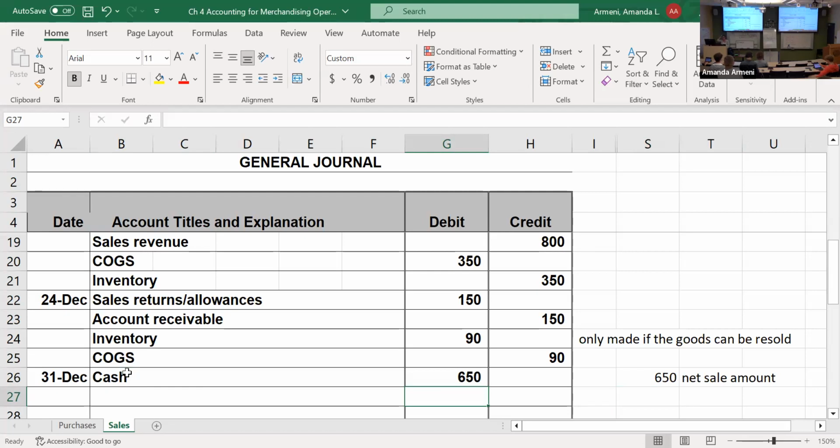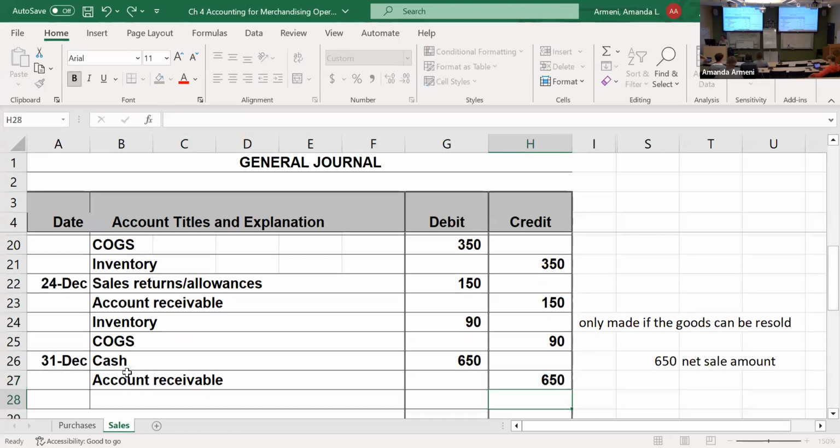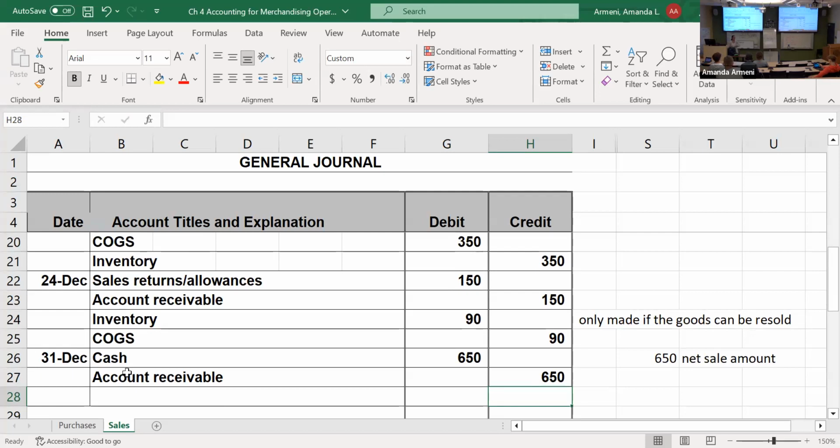Okay. What's the credit need to be? Cash in your pocket is our debit. So what's the credit going to be? Jordan. Accounts receivable, right? We want to show a decrease to accounts receivable of 650, they don't owe us anything anymore. They're done. They returned $150 worth of stuff, and then they paid us $650. They're done. They don't owe us anything. Kayla.